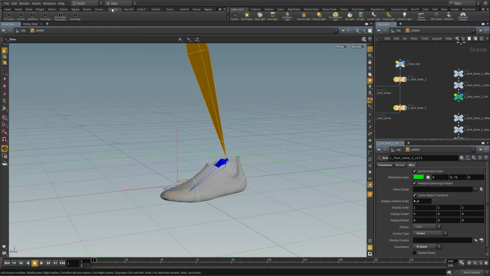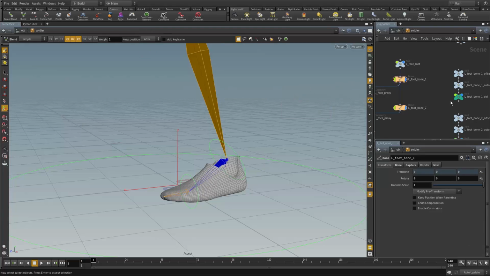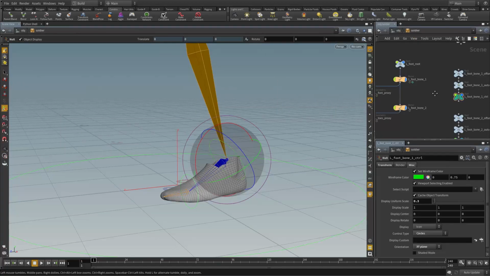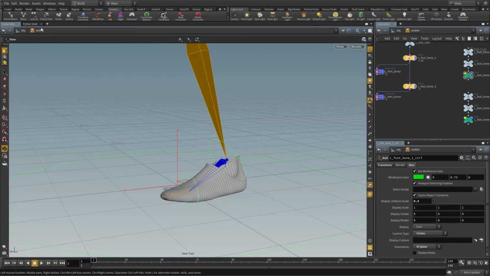So constraints, blend, simple, just rotation, keep position after. So foot bone 1, foot bone 1 control, dumps us into the constraint network. And then blend again, simple, just rotation, keep position after.